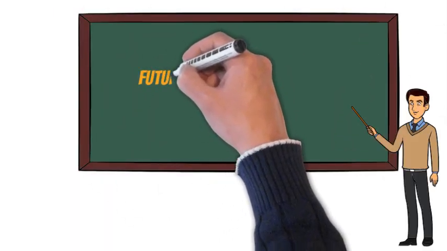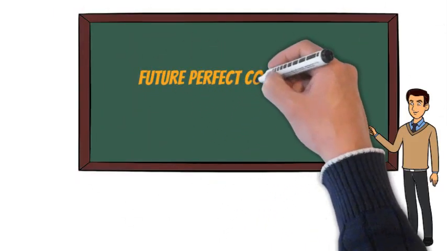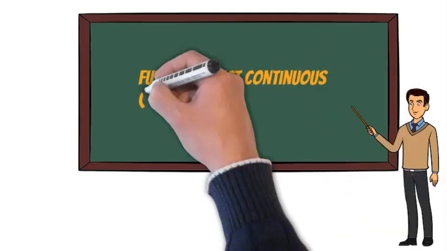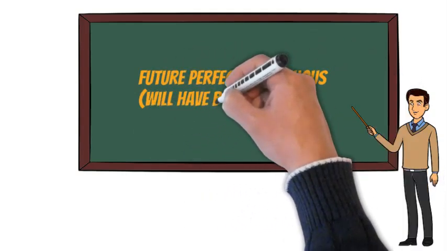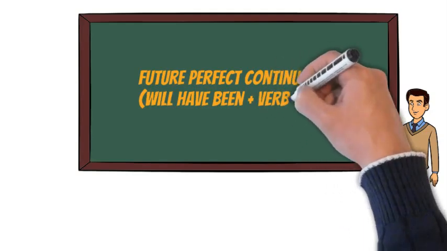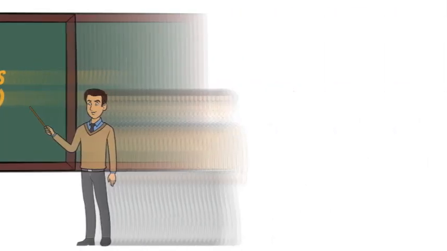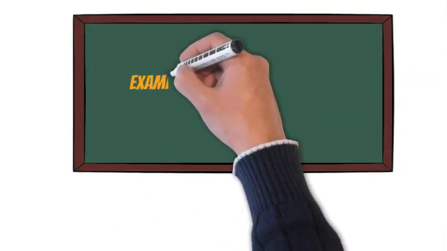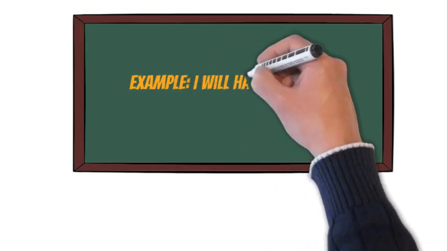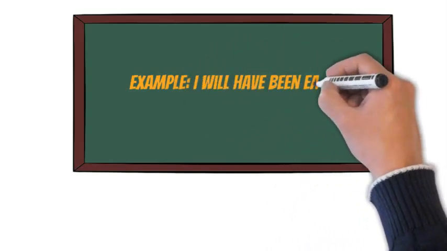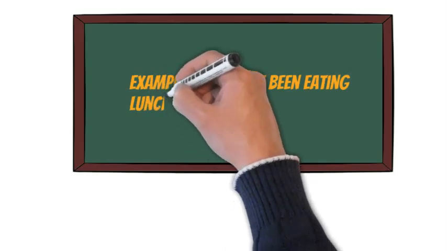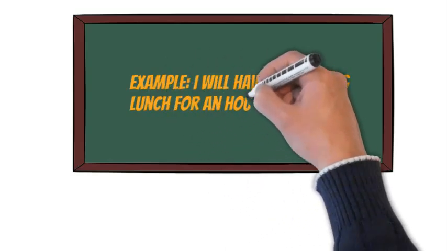Finally, we have the future perfect continuous tense. We use it to describe actions that will be ongoing up until a certain point in the future. For example, I will have been eating lunch for an hour by 2 p.m. This means that by 2 p.m. in the future, the action of eating lunch will have been happening for 1 hour.